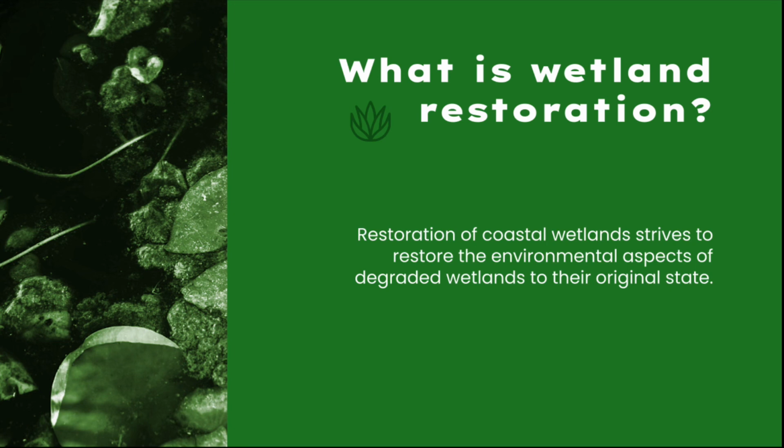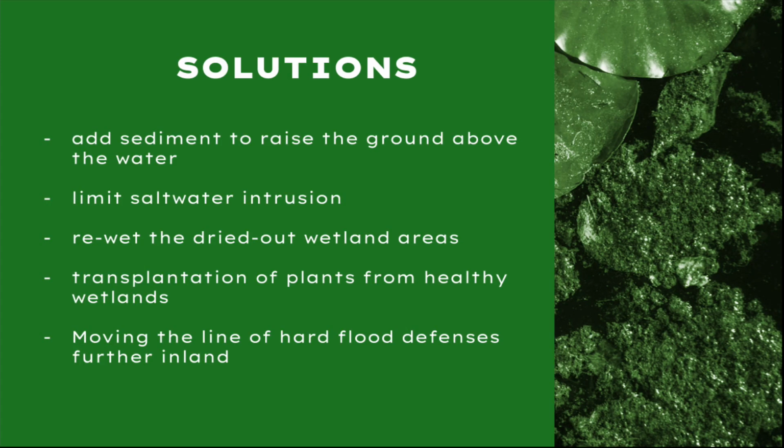What is wetland restoration? Restoration of coastal wetlands strives to restore the environmental aspects of degraded wetlands to their original state. Here are some solutions. By adding sediment to raise the ground above the water, it encourages the growth of wetland plants and can reduce the erosion that is destroying wetland habitats. By limiting saltwater intrusion, coastal wetlands restoration and maintenance also lowers eutrophication and maintains freshwater quality.